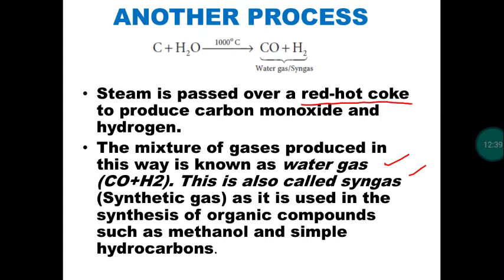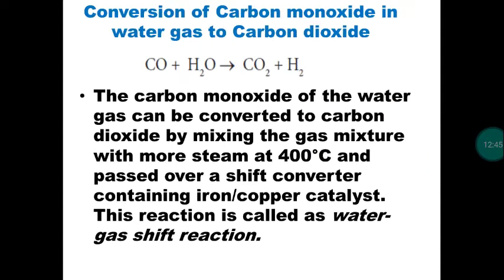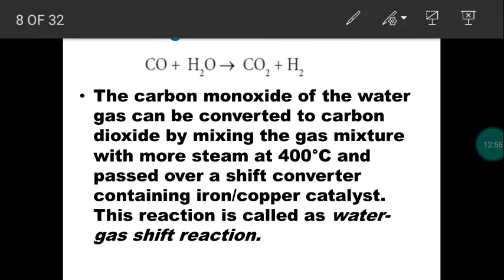So from this water gas, we have to remove the carbon monoxide. How to remove the carbon monoxide from this mixture? For that, we are going to convert carbon monoxide into carbon dioxide. So take the water gas, right? So with water gas, now we are going to pass steam again.